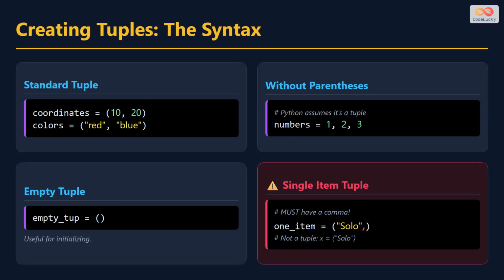Creating a tuple is straightforward. The standard way is to place your items inside parentheses, separated by commas. Interestingly, Python is smart enough to recognize a tuple just by the commas, even without parentheses, though using them is better for readability. An empty tuple is just a pair of parentheses, but be careful. If you want to create a tuple with just one single item, you must include a trailing comma. Without it, Python will think it is just a regular number or string inside parentheses.